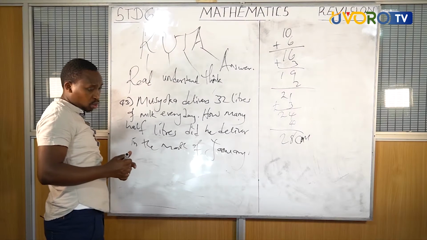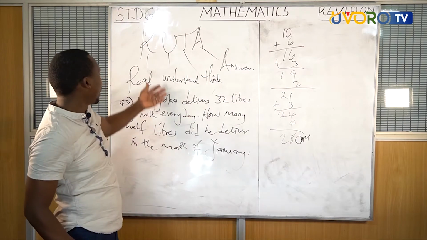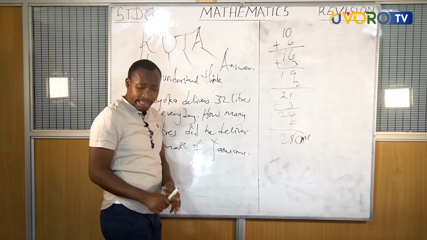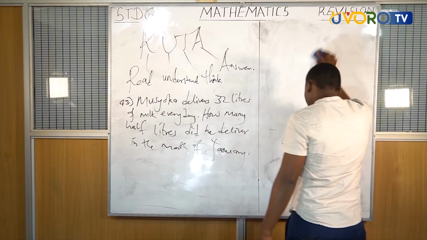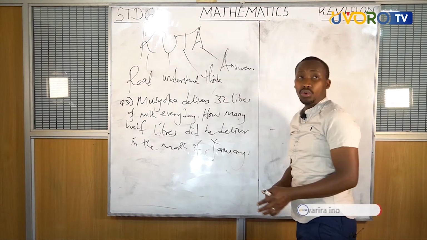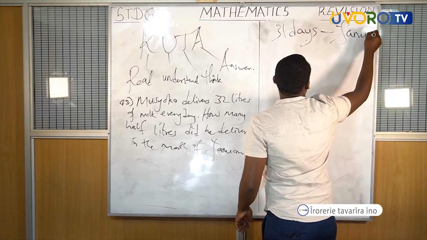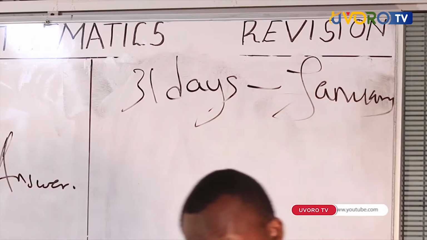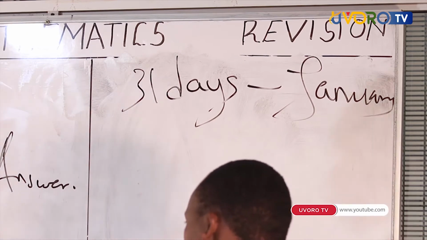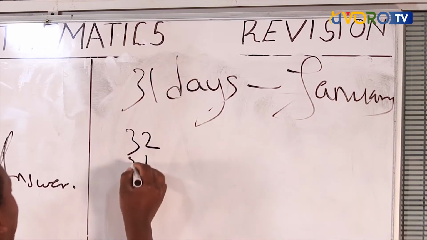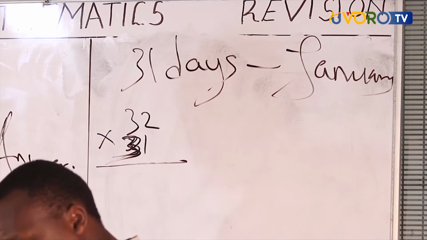Using our formula, that is ROUTER, you need to do this. R is for reading. You have already read. U for understanding. Now, how many days are there in January? January has how many days? Very good. That is 31 days. This person called Monsieur Khan delivers 32 every day, meaning it is 32 times 31 to give the total number of liters.